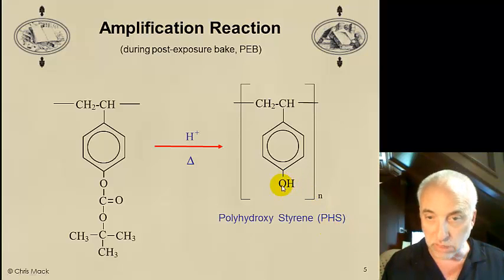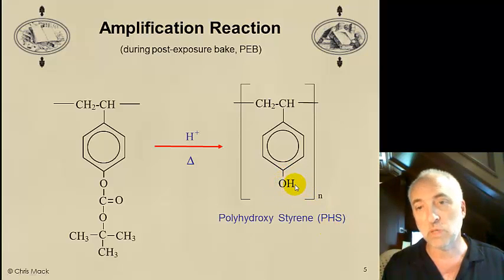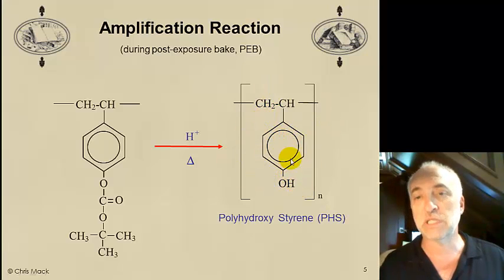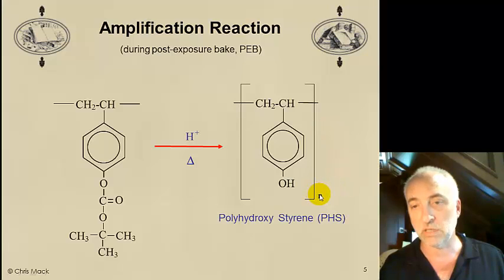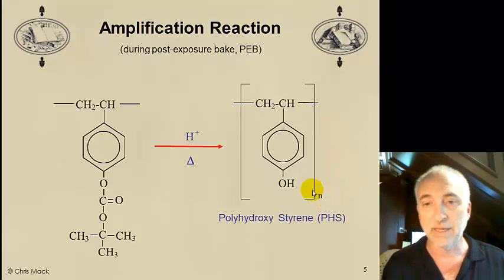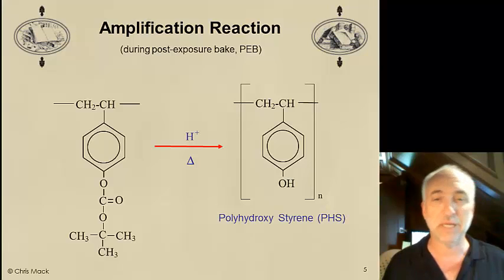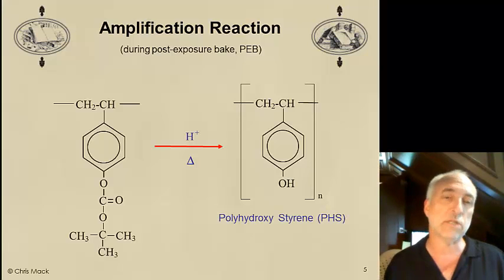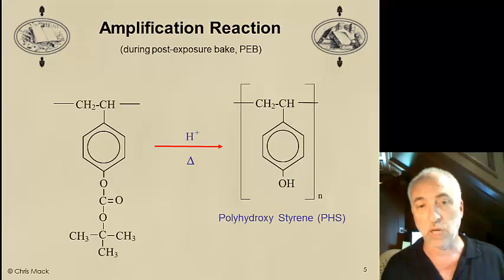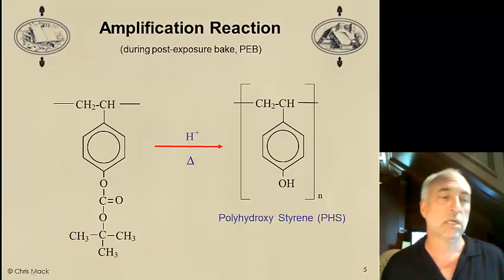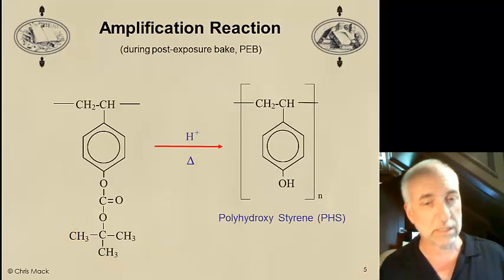Well, we have to block the OH group. The OH group is what causes this polymer to become soluble. So if I want to reduce the solubility of this polymer, and you see it's a repeating chain of N in length, I'm going to block the OH group. What do I block it with? Well, we block it with a blocking group or a protecting group. We use these terms interchangeably, blocked or protected polymer. Here's a very simple early protecting group, TBOC, tert butoxycarbonyl.